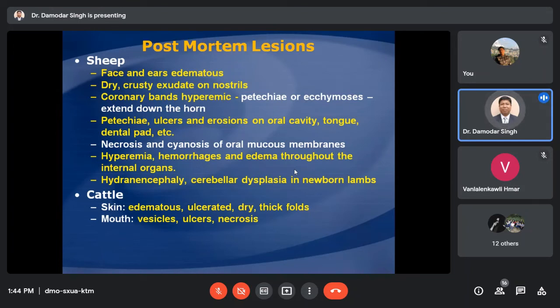Okay, sometimes in newborn animals, lambs, they may show hydranencephaly and cerebellar dysplasia. So far as cattle are concerned, the skin may be very much edematous, and ulcerative lesions may be there, which used to be dry and thick with thick folds, right? And in the mouth cavity, you may come across formation of vesicles, erosive lesions leading to ulceration and necrotic lesions in the mouth cavity or buccal mucosa, right?